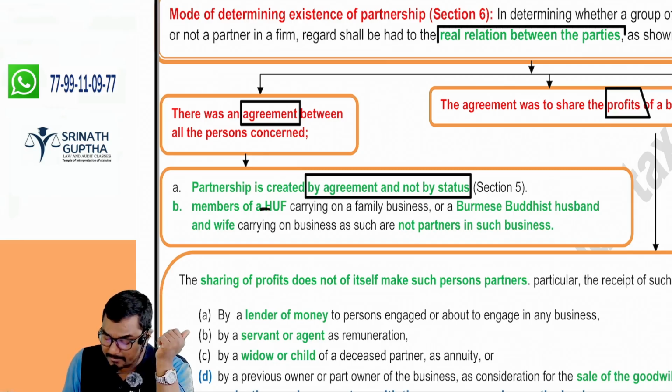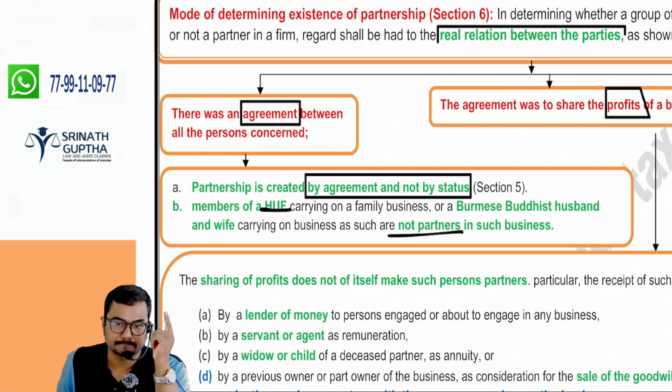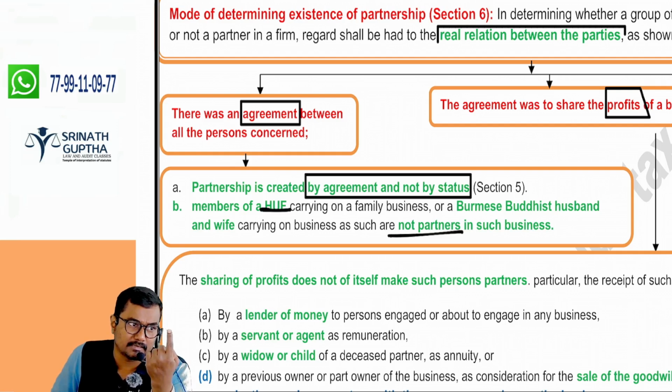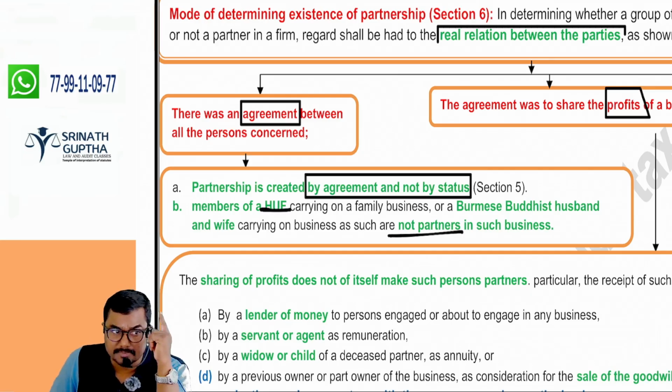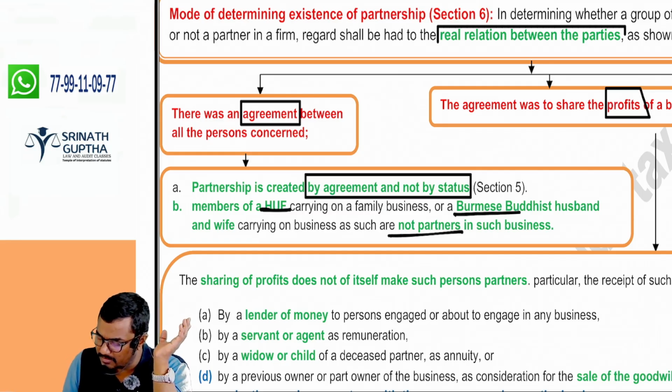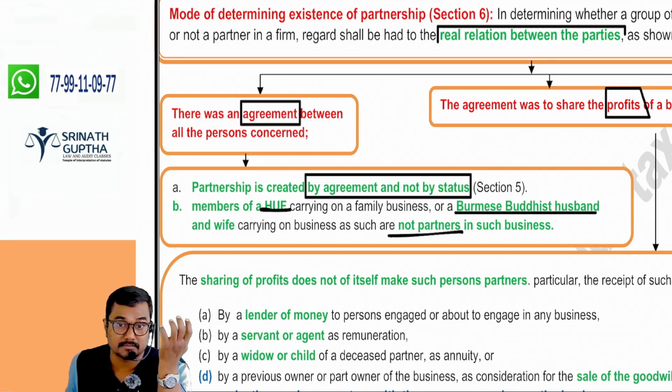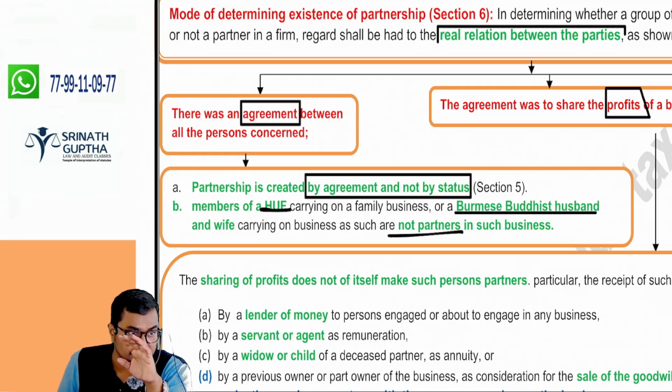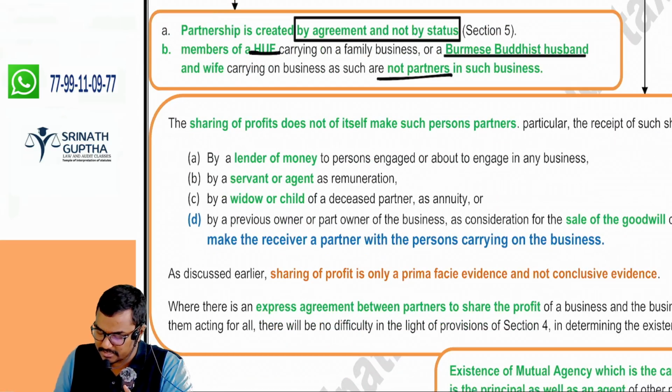That's why members of an HUF carrying on the business are not partners. You become a member of an HUF by birth. An HUF is not a partnership because a person becomes a member of the family by birth, whereas partnership arises from agreement. That's why members of an HUF, and Burmese Buddhist husband and wife carrying on the family business, are not partners. And there must be sharing of the profits.